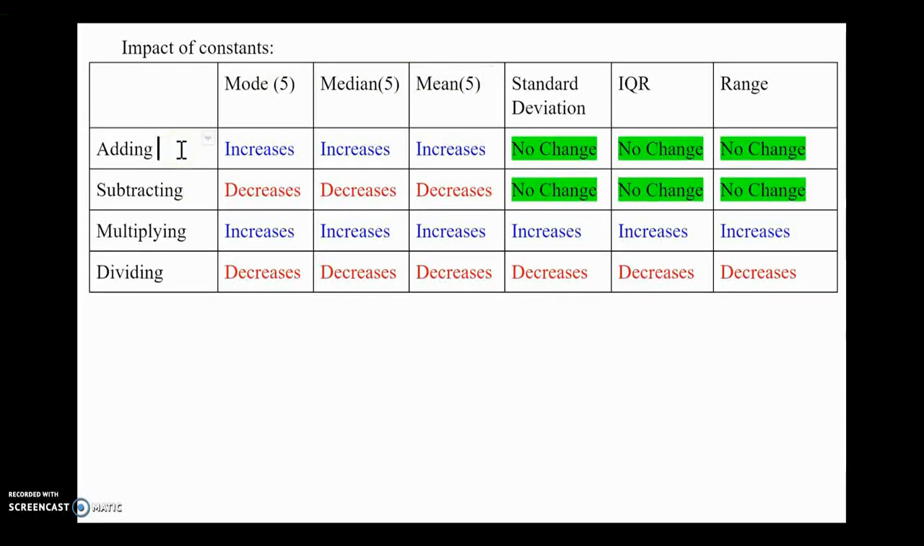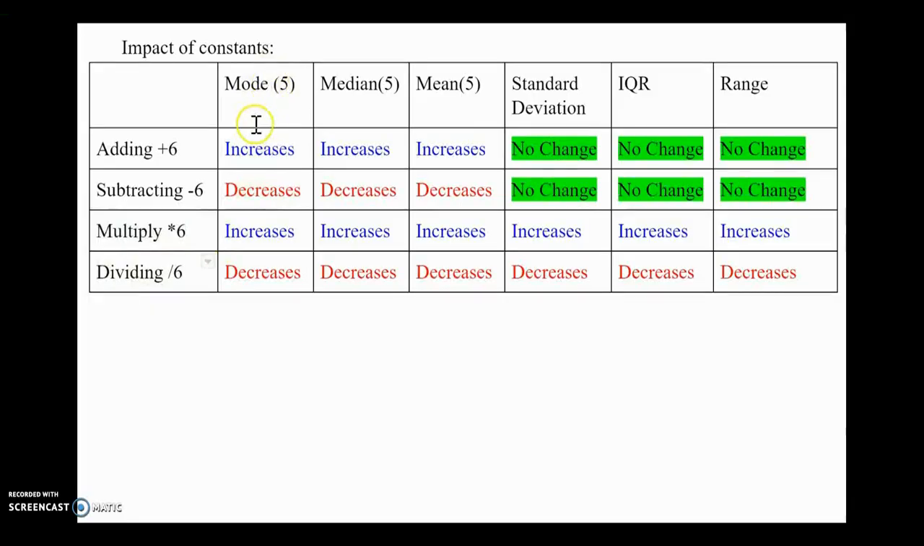For addition, we'd say plus 6, subtracting minus 6, multiplication times 6, and dividing by 6. So this just means I'm adding 6 to all values, subtracting 6 from all values, multiplying all values by 6, and dividing all values by 6.